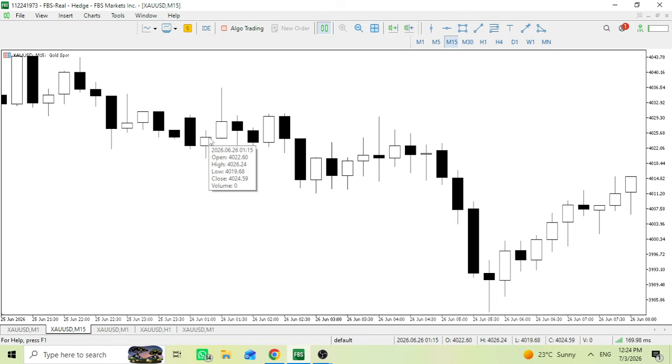Now what do you do? Go take that high and just compare the ranges, high minus low, to see which has the smallest range. Let me open my calculator. This is 4026.24 minus 4019.68. I'm getting 6.56. So the range for this candle is 65 pips. This one. So if the range for this candle is 65 pips, then its high minus low is 65 pips. Now we come here. Let's check this one and compare.